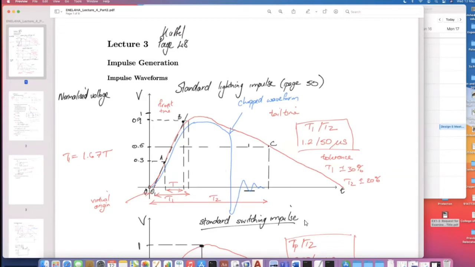You'll notice at the front of this waveform, there's a little curve. That's mostly due to testing. When you're testing with these voltages, you can't always get a front time that's perfectly straight. So to calculate these parameters in the lab, we define something as the virtual origin, and you can see it there in a dotted black line.